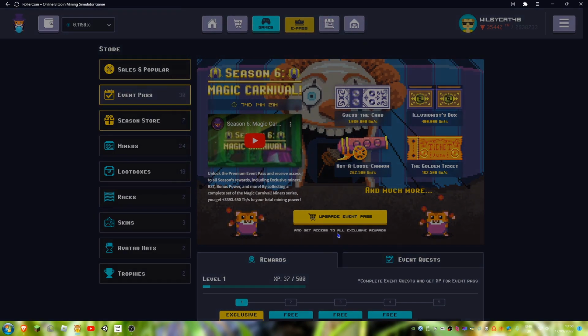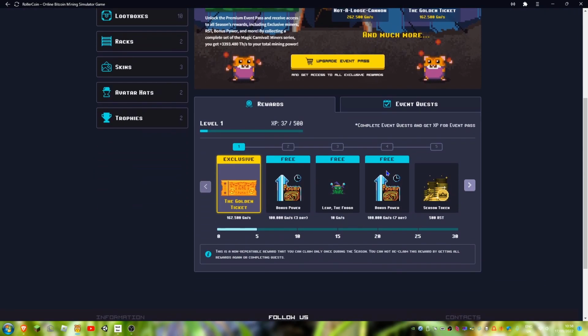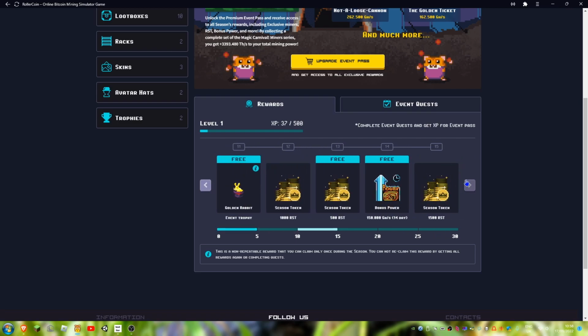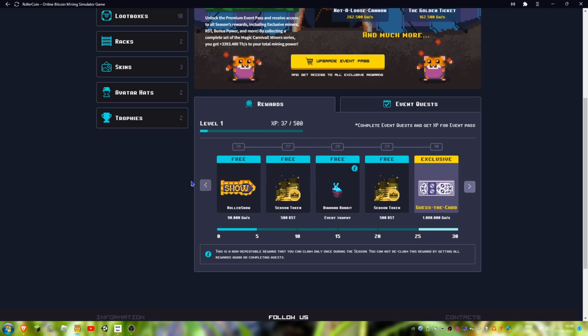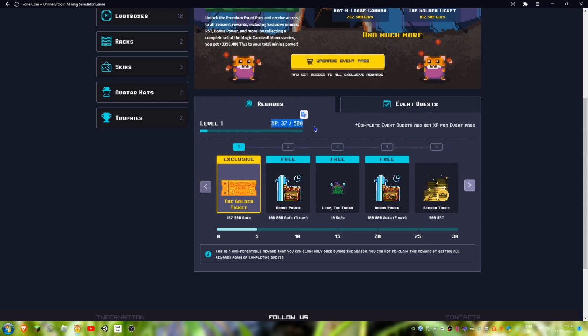On the event pass, the pricing is $99.95 for the premium, $599.95 for the complete. So essentially, it's pretty much like any other season. Buy the event pass at the end, so you can more easily tell if it's been worth it by how far you get. The strange thing this season is apparently it's going to take me 500 XP to get out of level 1, so I'm not sure if I'm going to be out of like level 3 by the end of the season.